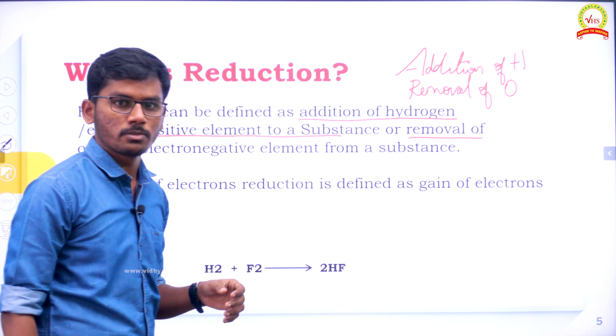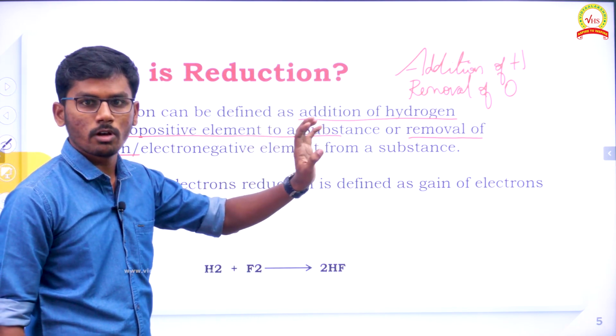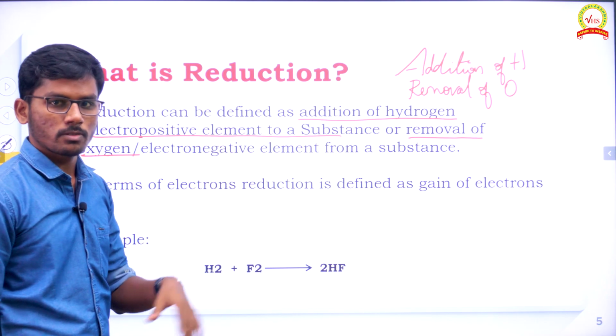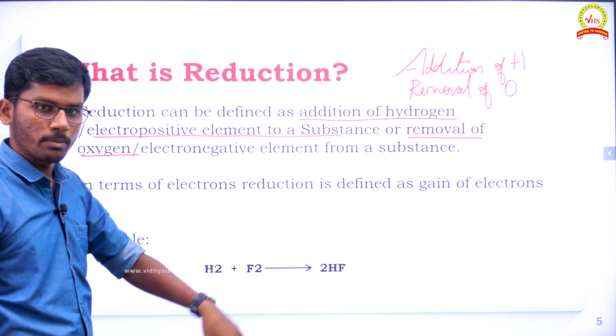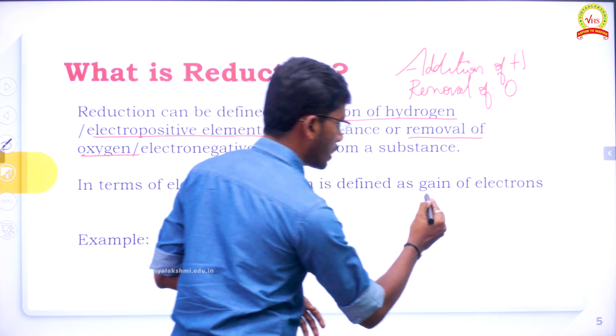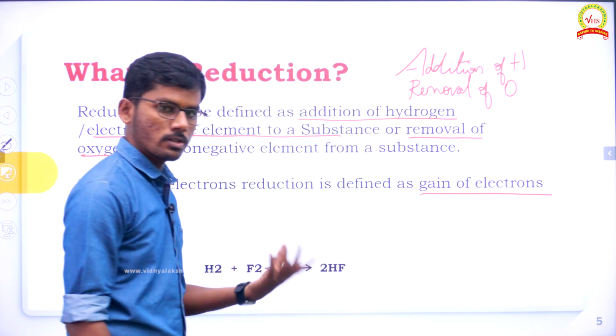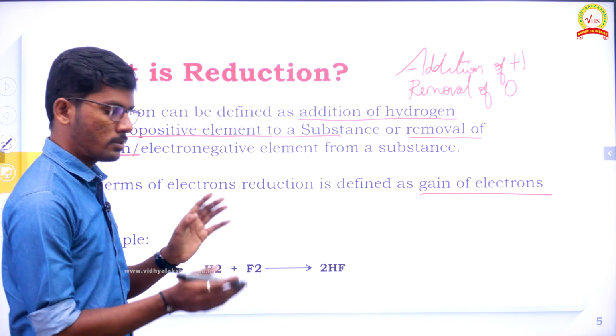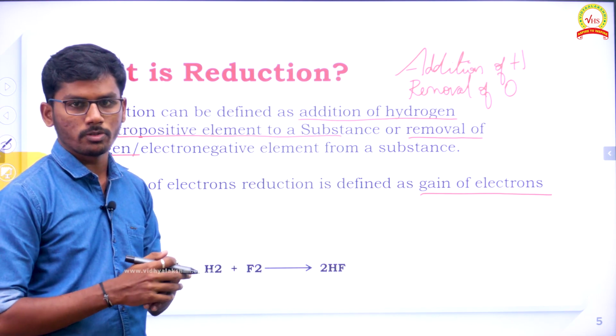So this is in terms related with either addition or removal of hydrogen and oxygen. There we discussed with the electrons, right? So here also reduction can be defined as gain of electrons. There it was loss of electrons, whereas here it is gain of electrons. Okay, if you just compare and see, both will be directly opposite to each other.